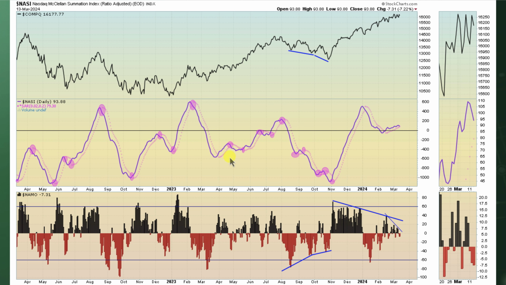Now, I want to hop into a couple other indicator charts that I find interesting, and I haven't shown this for a while, but the Nasdaq summation index, right? The Nasdaq has been moving higher. The last crossover that we had was this bullish crossover here on the Nasdaq summation index, and the SAR was below it, but we're starting to turn back around here.